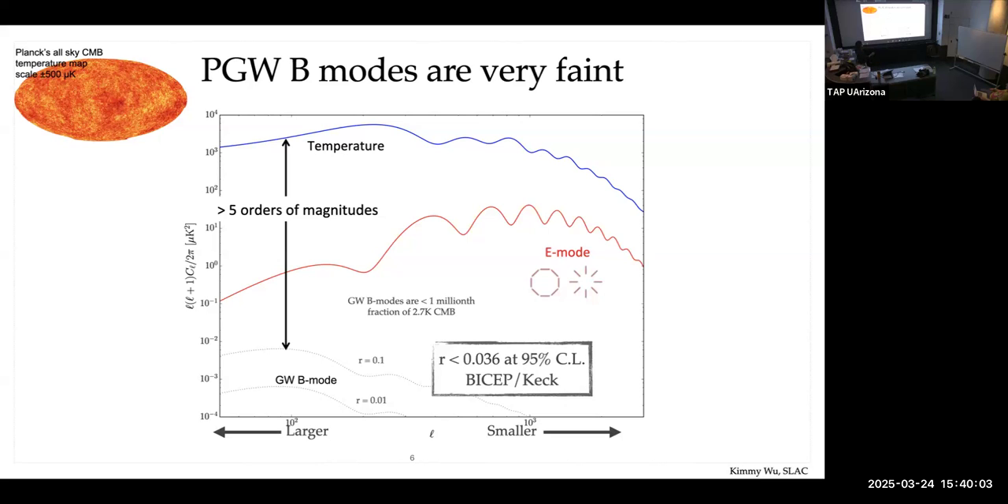And from the BICEP/Keck team's upper limit, r is less than 0.036, so it's slightly below this 0.1 line. One thing I'd like you to pay attention to is that this peak is at about l of 90, which is about 2 degrees on the sky. For reference, the diameter of the moon is about 0.5 degrees. So we are looking for fluctuations that go up and down over a few moons, okay? And that has relevance for how we design our instrument. So that's the first challenge. These are very faint signals.